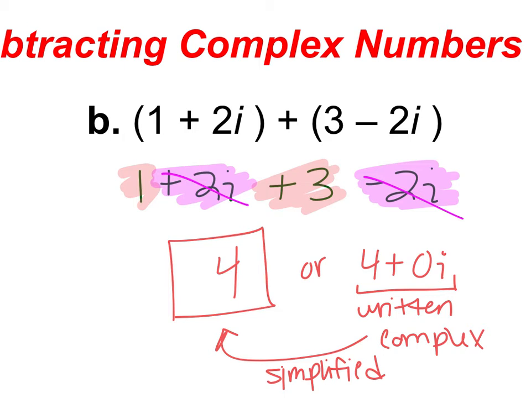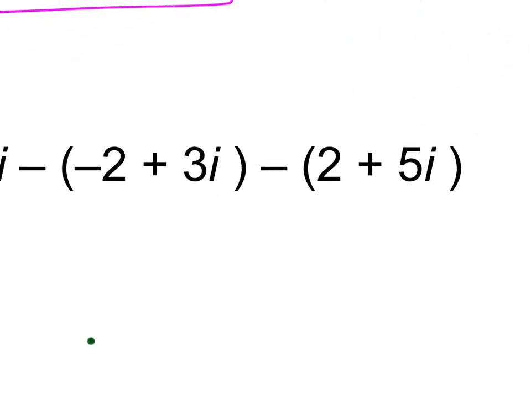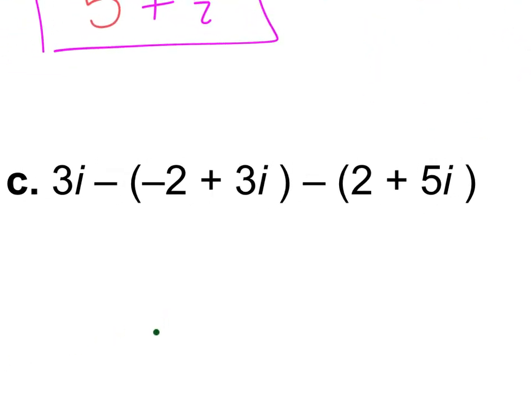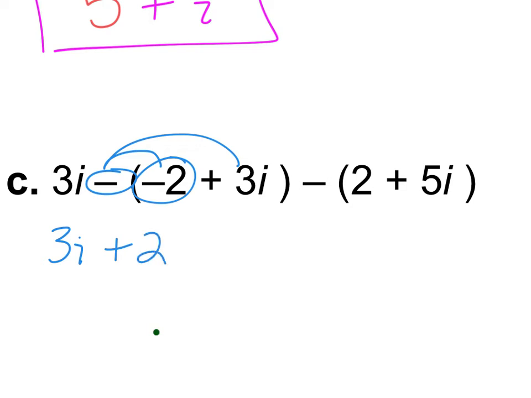So we could write it as a complex number with the 0i, just to show that there's no imaginary unit and it's still considered complex, but we always want to give the nice and simplified answer. So our answer here would just be 4. And then subtracting, when we're subtracting, we just want to make sure we distribute the negative through. That is the subtraction. So here we've got 3i, but then we're subtracting, so minus times a negative 2, negative times a negative would make that a positive 2.